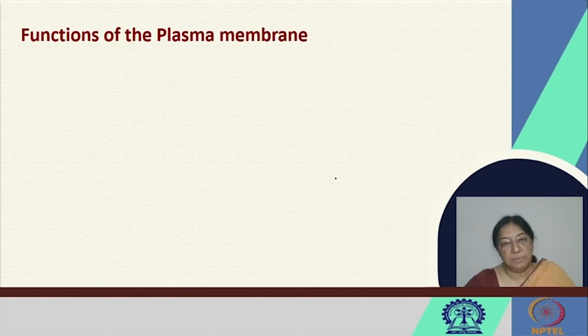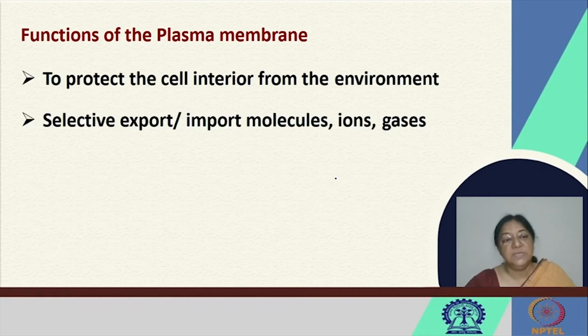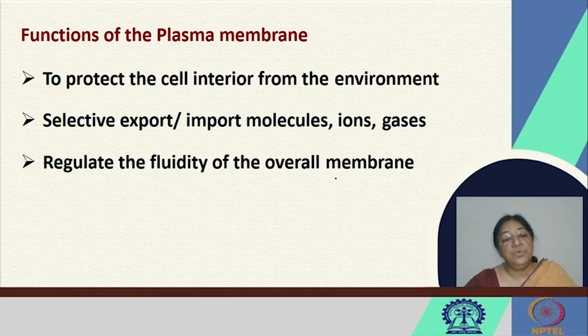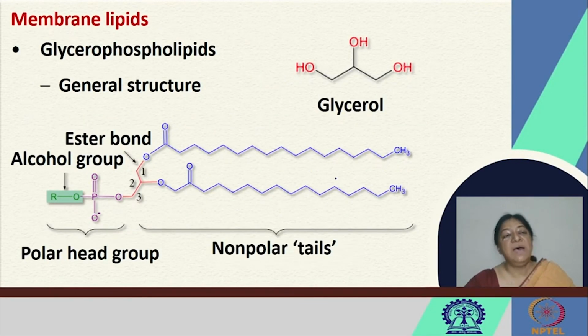The functions of the plasma membrane are to protect the cell interior from the environment, to selectively export and import molecules, ions, gases, to activate the cell in terms of its functionality, to bring about biological processes. It also regulates the fluidity of the overall membrane to allow for this transport. And the intracellular membrane provides additional functions in eukaryotic cells. And we have the specific types of lipid membranes.